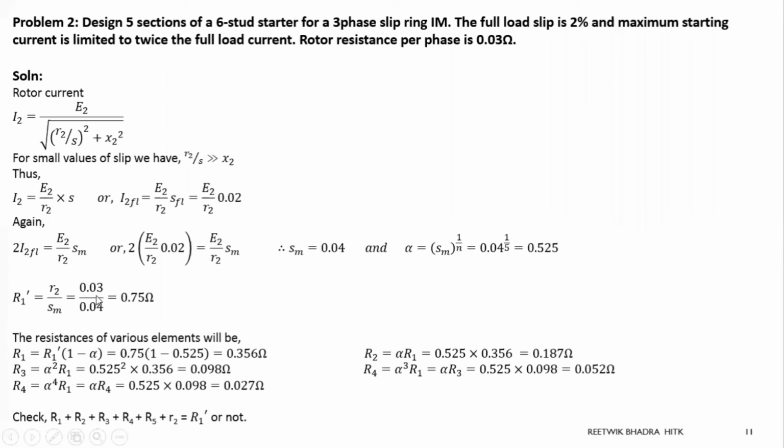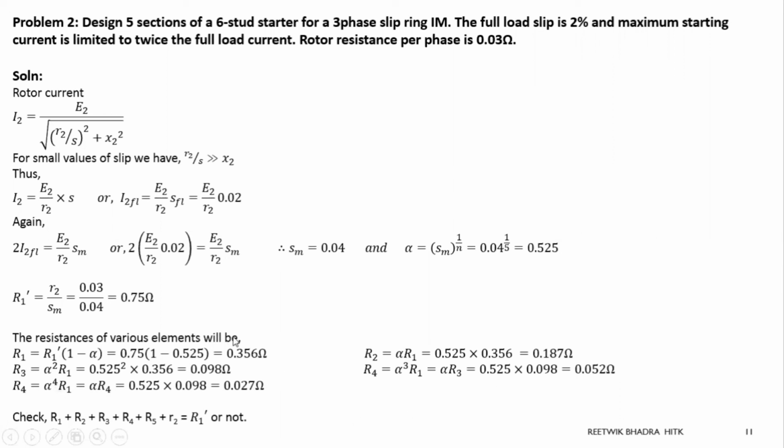So R2 by SM is equal to 0.03 by 0.04. Okay, not 0.04, sorry, it will be 0.525. I'll correct this and send it to you. So this is 0.03 divided by 0.04, and all the resistances are calculated accordingly. R1 dash is equal to R1 into 1 minus alpha, R2 is equal to alpha R1, and it goes on. Over here it will be R5, again another typing mistake. So R5 will be alpha to the power 4 R1.